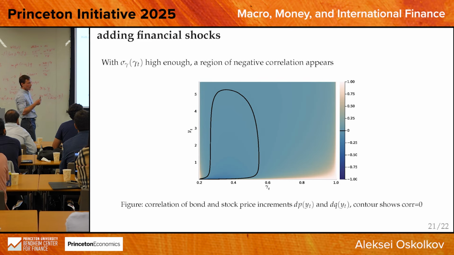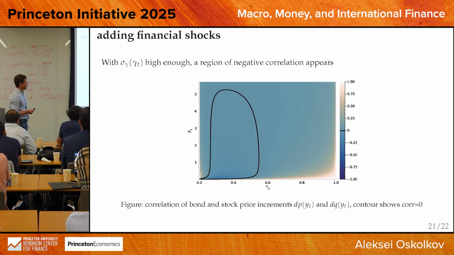So why is the region of negative correlation here? Well, two things have to be satisfied. First, gamma has to be low enough, so you have to be afraid enough of the risk associated with the stocks. Sometimes when shocks hit you, you become more risk averse because your wealth decreases, and you value risk-free, well, relatively safer bonds more.